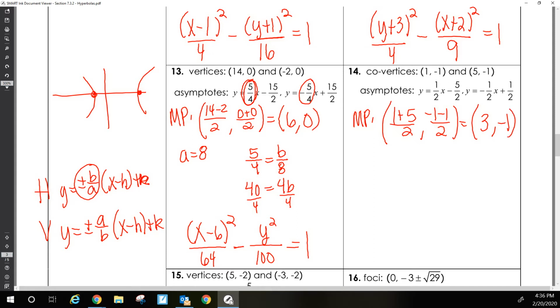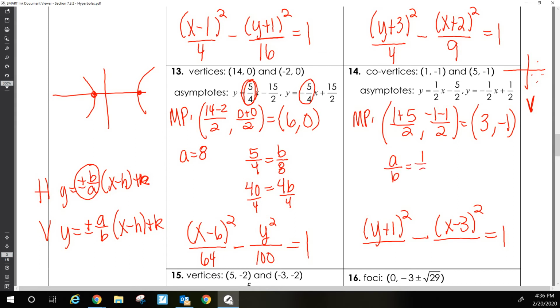All right, these are co-vertices. They are at 1, negative 1, and 5, negative 1. If my co-vertices are horizontal, my vertices are going to be vertical, which means this is going to be a vertical hyperbola. Vertical hyperbolas have the y's going first, so y minus negative 1 squared minus x minus 3 squared is equal to 1. All right, and since we have a vertical hyperbola, it's going to be a over b is equal to that 1/2 plus or minus, right?